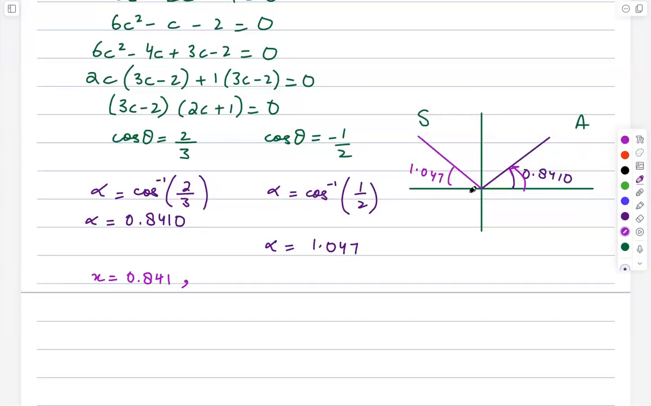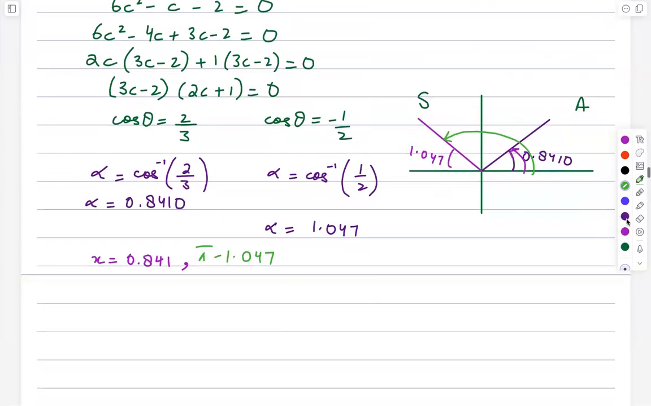And the second value will be pi minus 1.047, which equals 2.0945. So the final answer we can write as x equals 0.841 to 3 significant figures, and the second answer will be 2.09. So these will be the possible values of x.